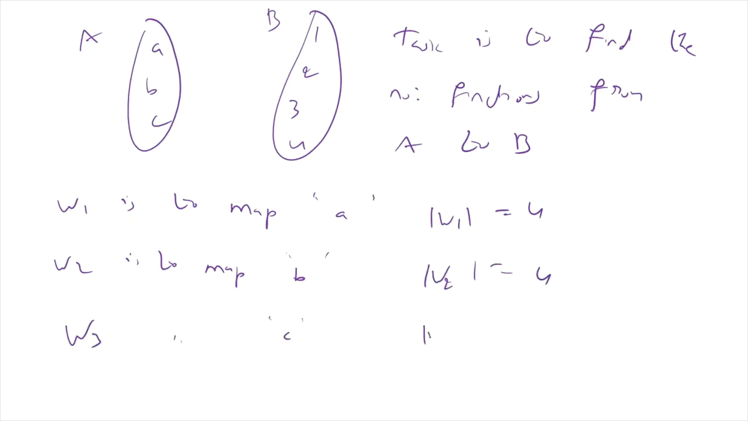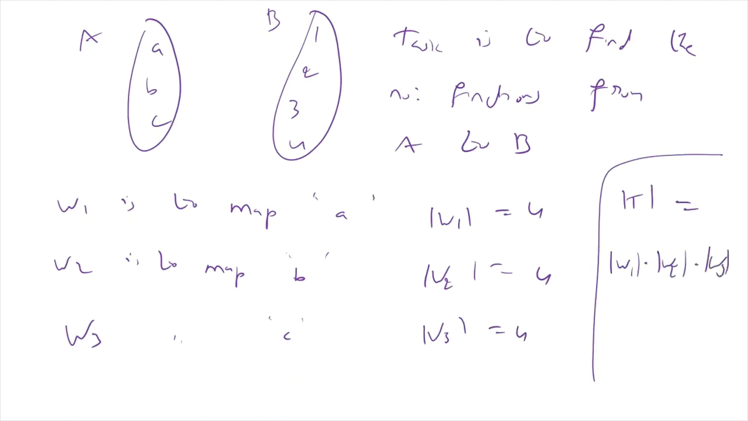And this can be done in 4 ways. Therefore, the total number of ways of completing the task is equal to the number of ways of completing W1 times the number of ways of completing W2 times the number of ways of completing W3, which is equal to 4 times 4 times 4, which is equal to 4 cubed. So the number of functions from a set A with 3 elements into a set B with 4 elements is going to be 4 cubed.